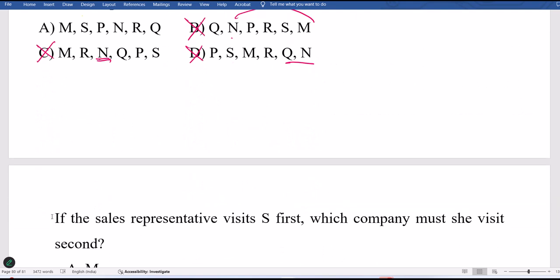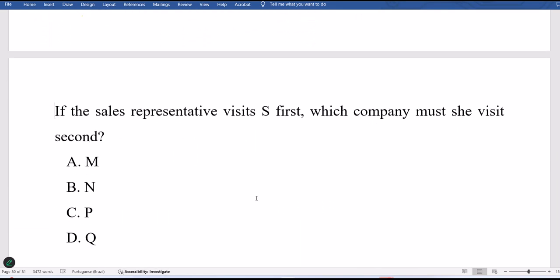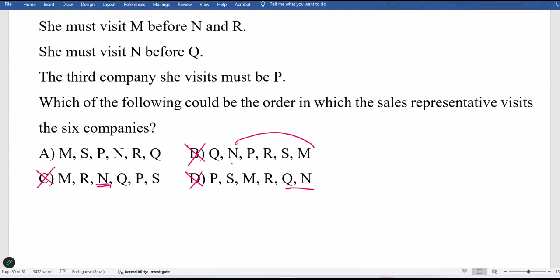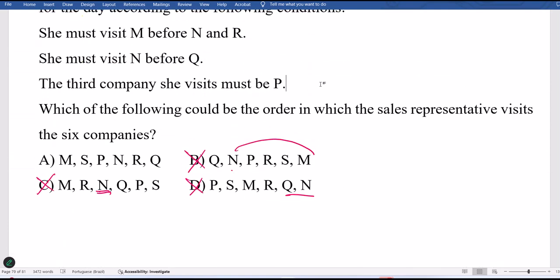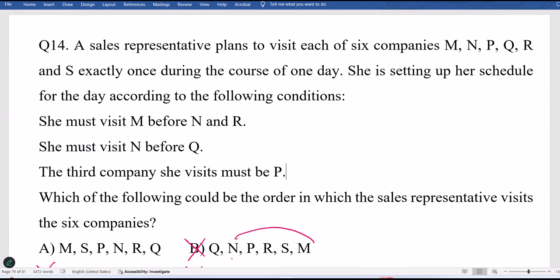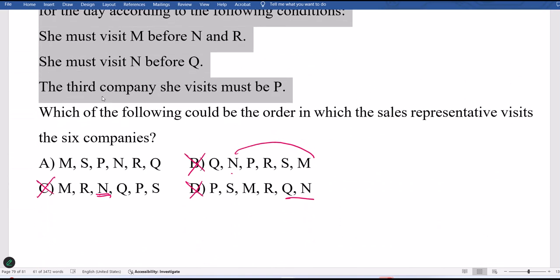There is one more good question they asked. If the sales representative visits S1 first for the same database, this 15th question, if you focus.